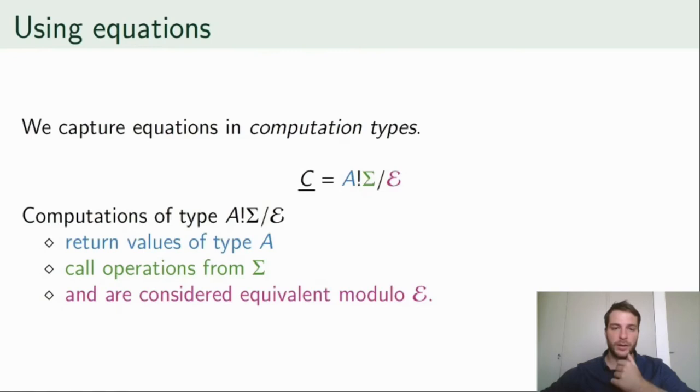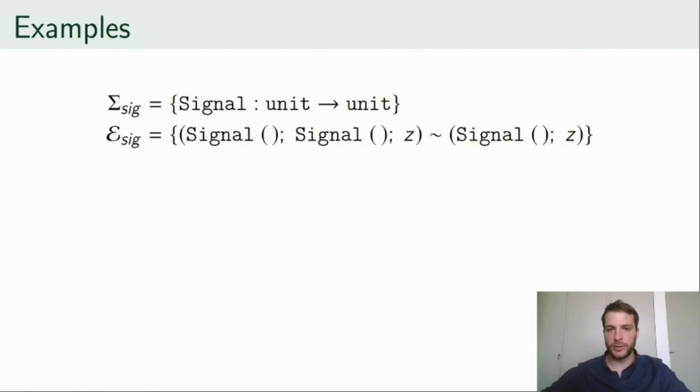This is where our work comes in. We transition to local theories by packing equations into computation types instead. A computation type now states the type of return values, the names and types of operations that may be called, and the equational theory. At this type, all computations are considered equivalent modulo the equations E. Let's take a look at a small example.